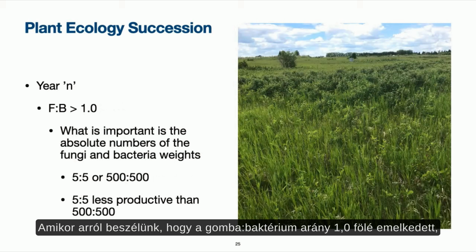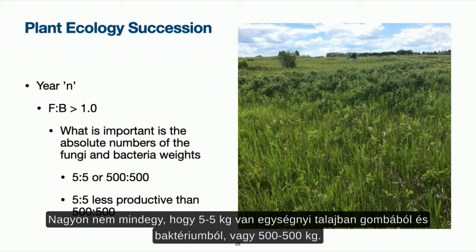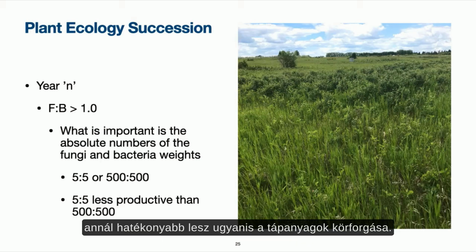Once again, when we talk about that ratio of being over 1 to 1, what is important is the absolute number in the fungal and bacterial weights. So are we talking about 5 pounds and 5 pounds, or are we talking 500 pounds and 500 pounds? Something that is a 5 to 5 is going to be less productive than something with more microbes. The higher microbes has that ability to cycle more nutrients.